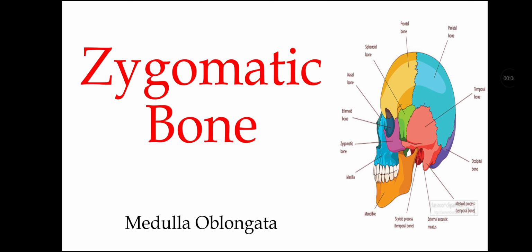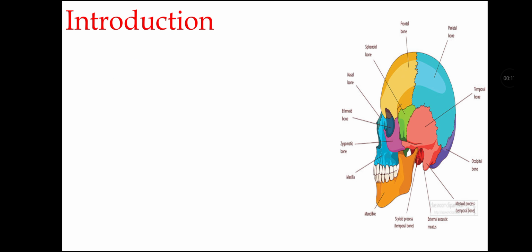At the side of the lecture video, you can see the diagrammatic representation of the skull, and the purple color bone, or the pinkish purple color bone at the side, is the zygomatic bone.